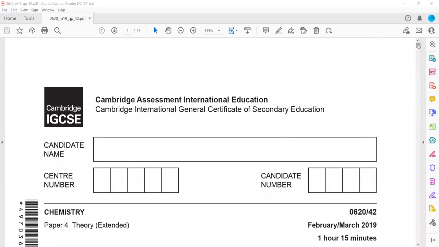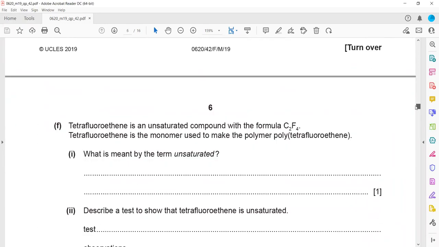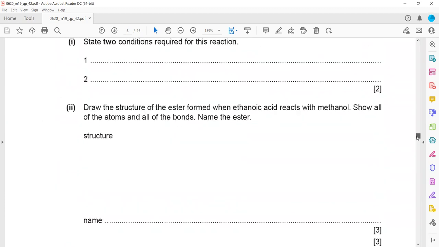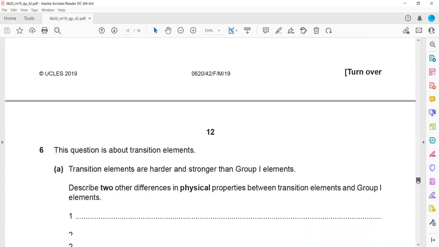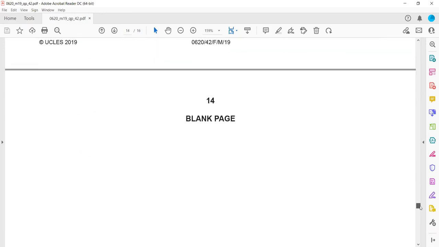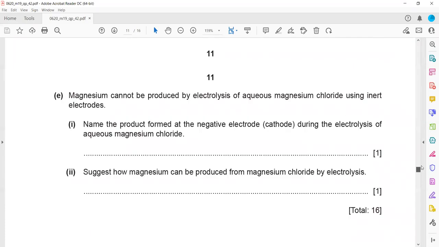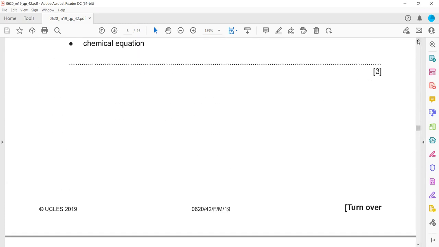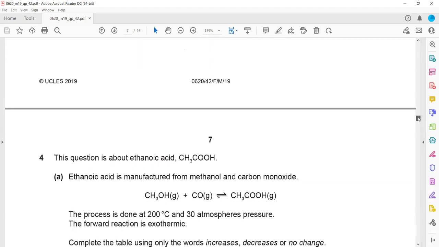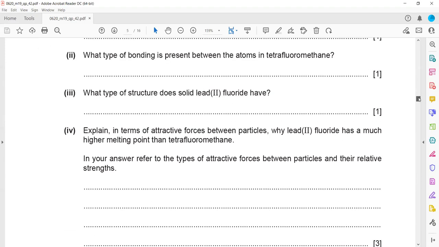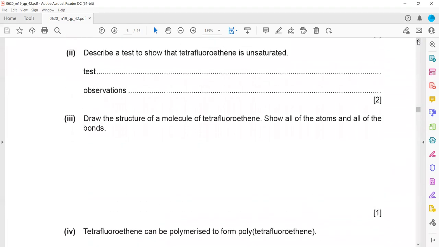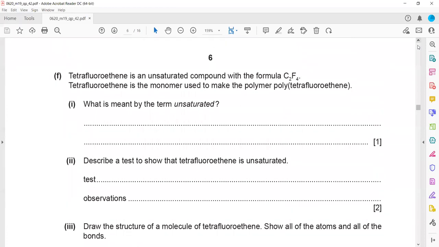So this one is Feb March 19 session, paper 4. So this one, part F is there. It's not a full question. Part is there.